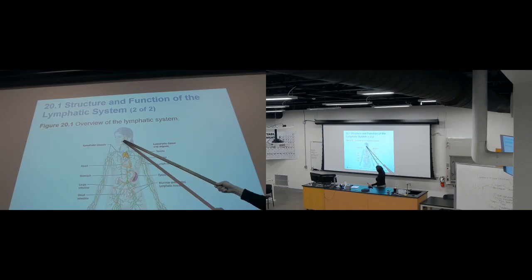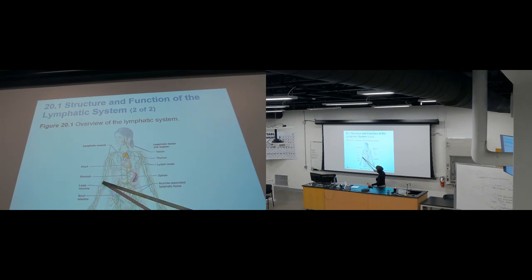All of these lines represent the lymphatic vessels, and these little green dots here represent the lymph nodes. So lymph flows through these lymph vessels, and then it will get trapped temporarily within these lymph nodes to give time for the lymphocytes to find if there's anything wrong with the lymph.